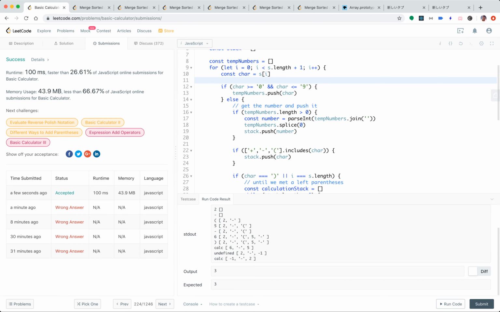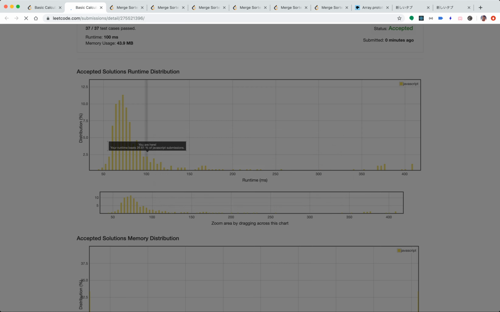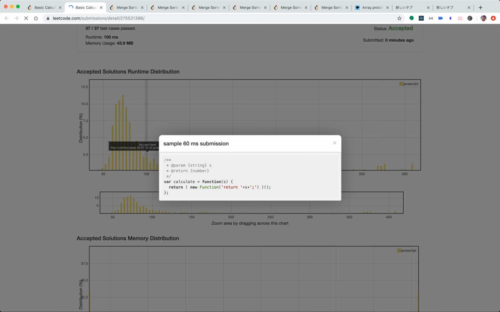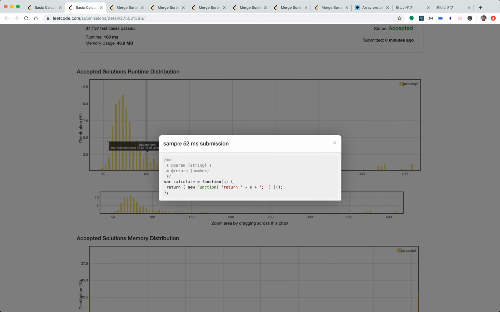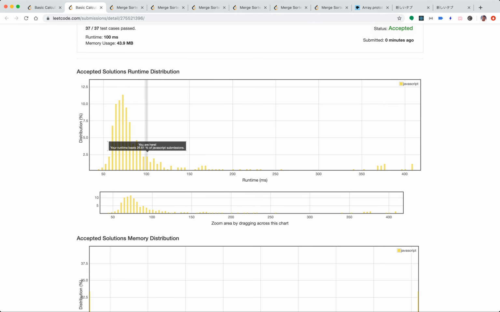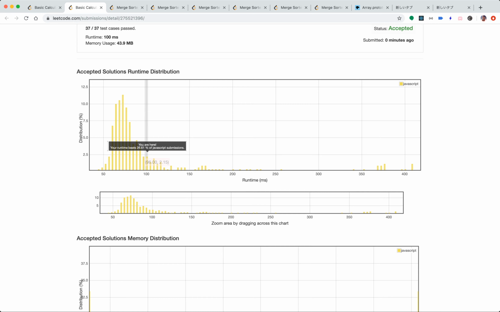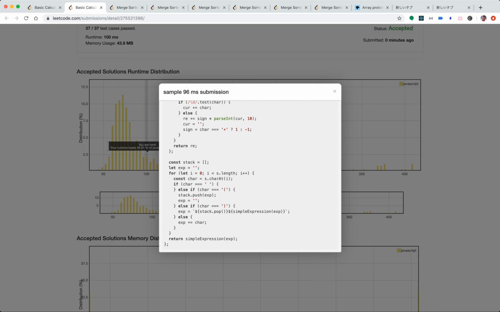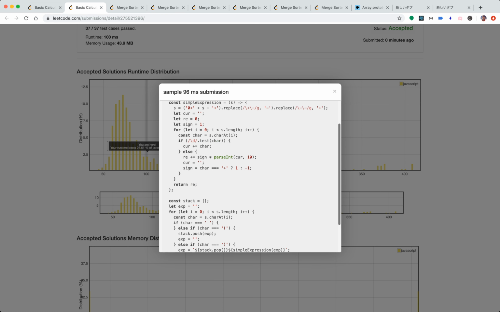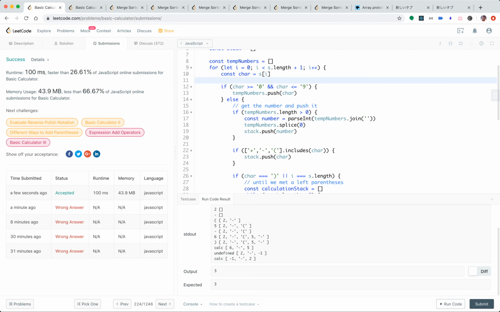Okay, it's not that fast. Let's take a look at the other solutions. Wow, this is awesome. This is obviously cheating. This is hilarious. I think maybe my solution is much more readable. Okay, let's wrap it up.